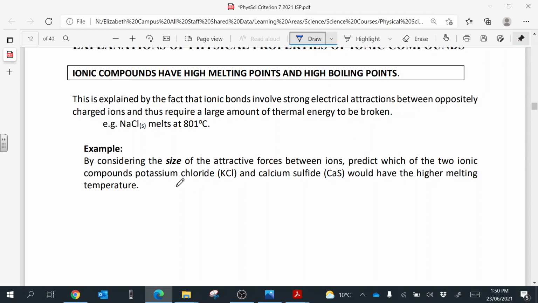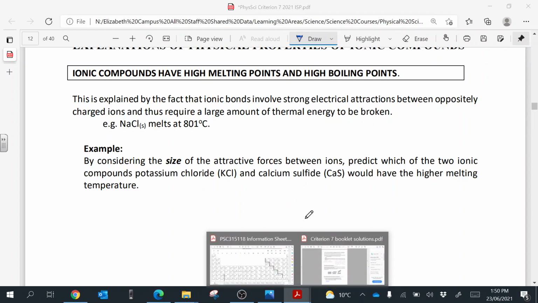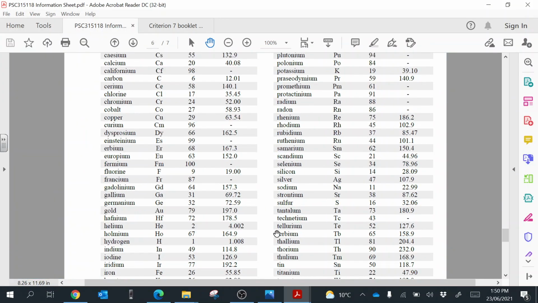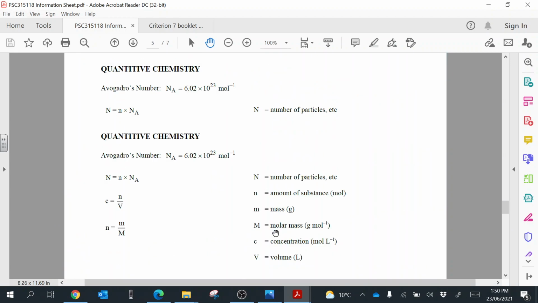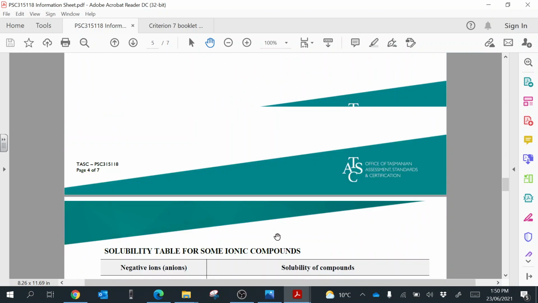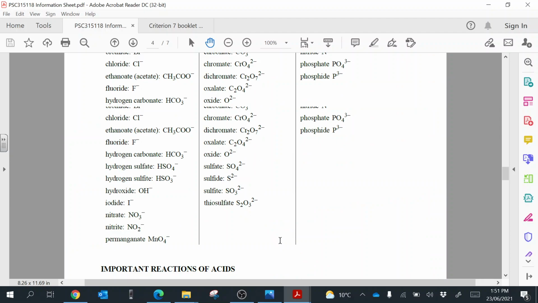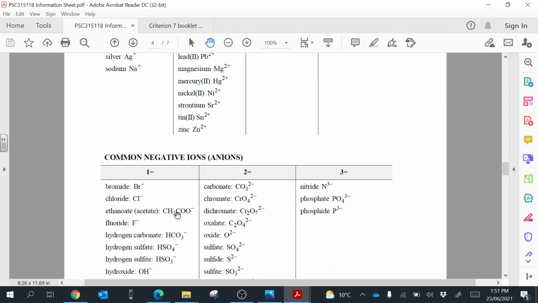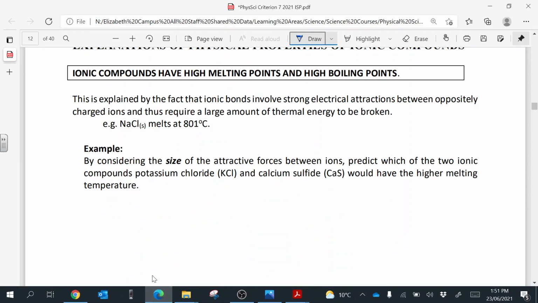So if we look at the individual ions, let's go back to our information sheet. Sorry, I should have had this open before. If we look at potassium, there's a 1 plus charge, and chloride has a 1 minus. So K plus and Cl minus, they donate 1 electron.